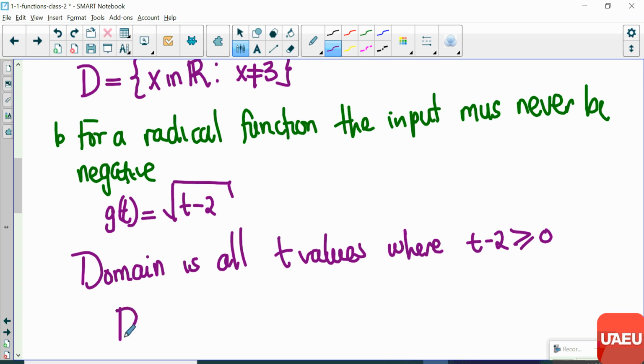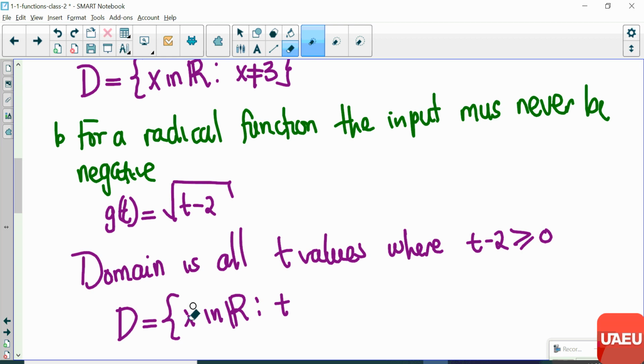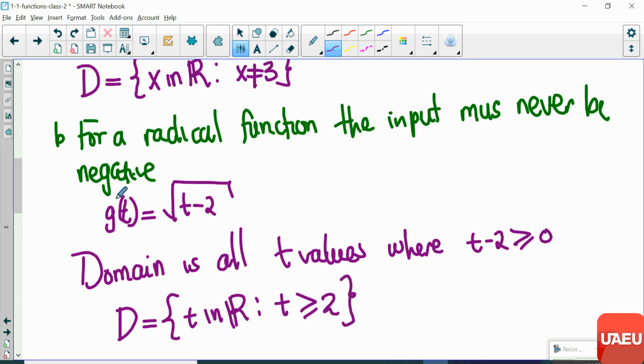We say that the domain D is the set of all real numbers, where, or such that, t, oh, by the way, we're not dealing with x, I apologize, make sure that you are conscious of the letter t in R such that t is greater than or equal to 2, and that is our domain. Okay, so in this video, we were just looking at the domain of a function.